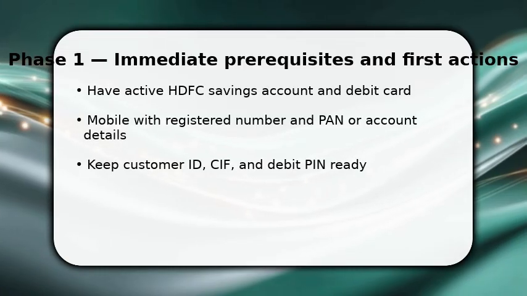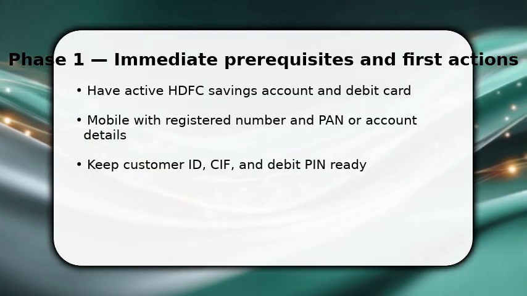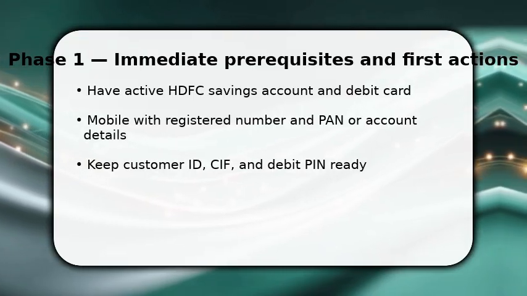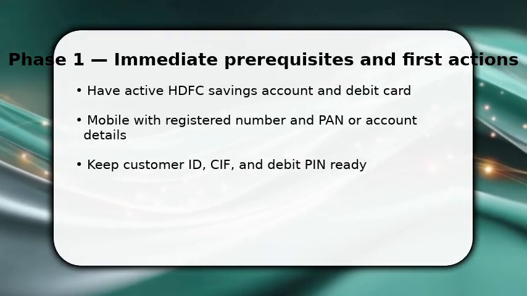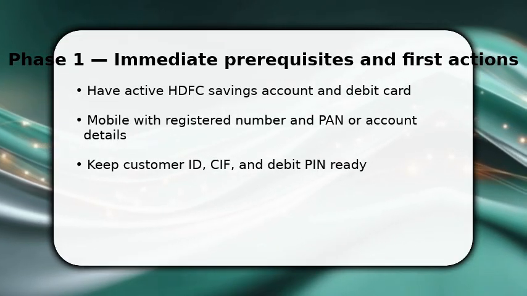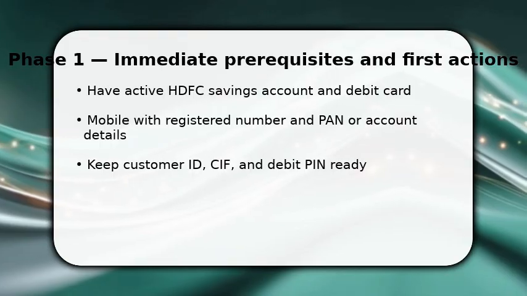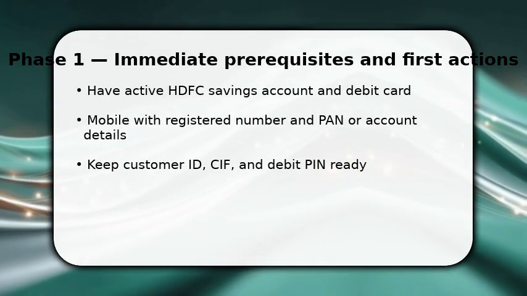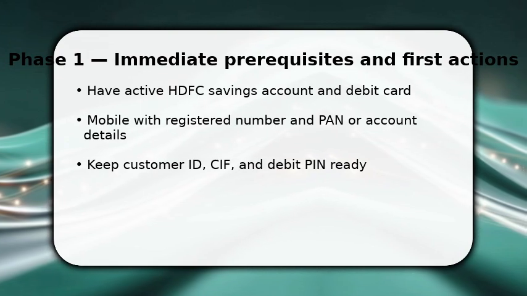You begin by confirming prerequisites: an active HDFC savings account, the mobile number registered with the bank, plus your debit card and customer ID. Once done, open HDFC Net Banking registration on the bank's portal or the HDFC mobile banking app and choose New User/Register. Enter your account number, CIF or customer ID, and the OTP sent to your registered mobile. This verifies ownership. Make sure you use a secure network.